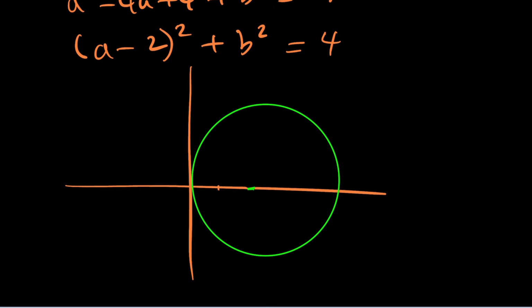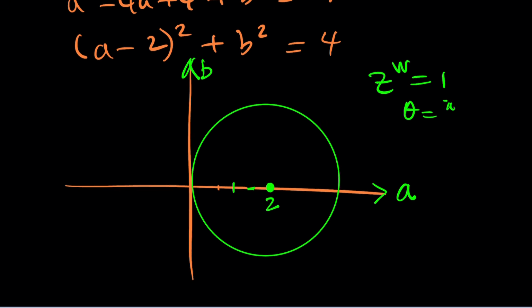Okay, so this is 2, 0. Let's just say this is 1, 0. We have a circle whose radius is 2 units. It's tangent to the y-axis, or should I say b-axis, because it's in a and b. Make sense? So what does this mean? It means that all the points on the circle, if theta is equal to pi over 2, any point on the circle will be a solution.